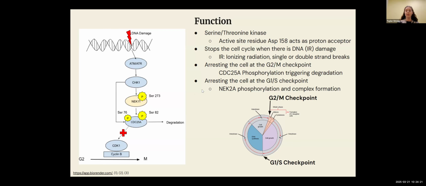For regulating the cell at the G1S checkpoint, it involves phosphorylation by NEC2A, which will then allow the two to form a complex together. And the total pathway there hasn't fully been recognized or figured out, so I don't have a pathway for that yet.